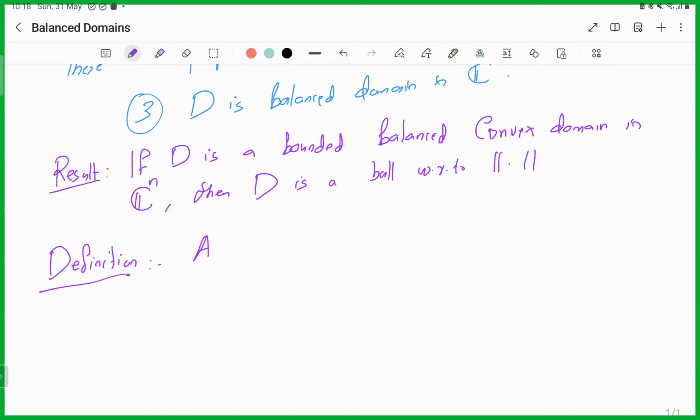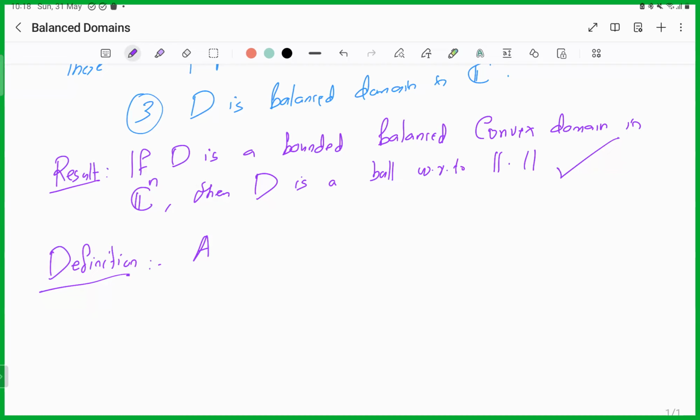Maybe some relations are there that I have not concentrated on. I have written the result actually. If D is a balanced domain, then how do you check that D is a ball with respect to some norm? That norm is called, maybe you have heard about it, the Minkowski functional actually.